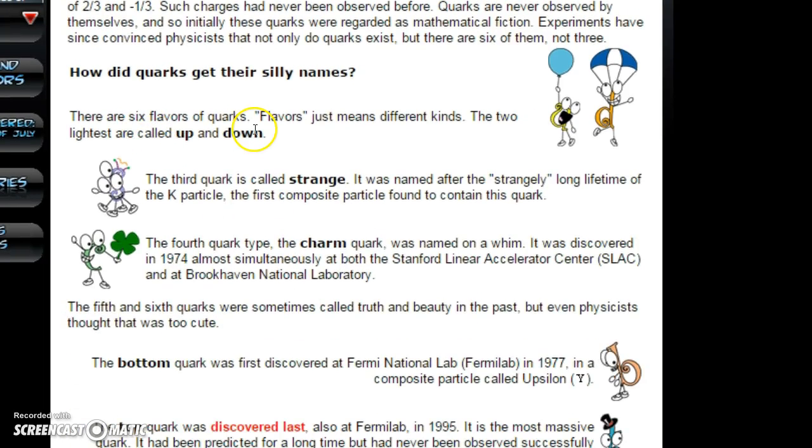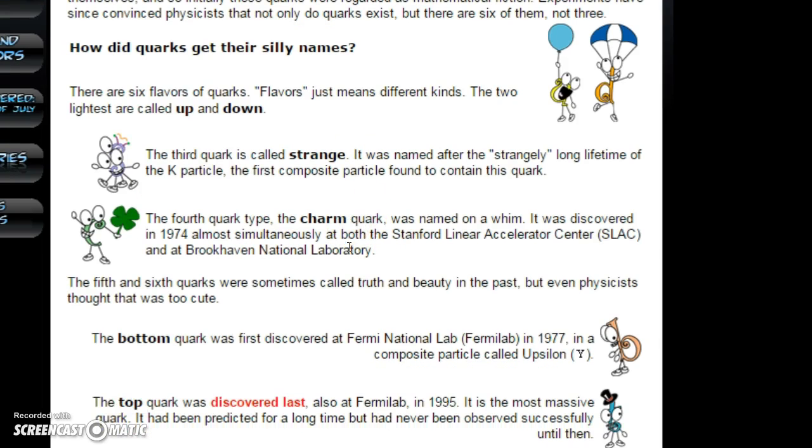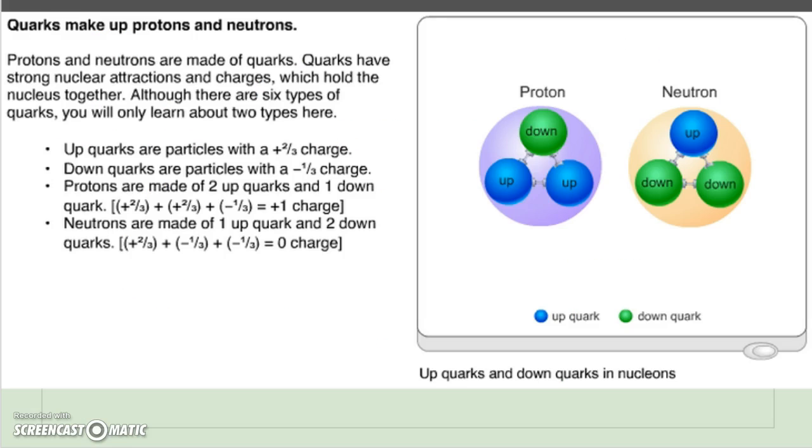So there's the up quark, the down quark. There is the strange quark. There is the charm quark. And there is the top quark and the bottom quark. Ironically, the top quark was discovered last. So if you'd like to, you can pause and read some more about these. And the quarks that we're going to talk about are the ones that make up the protons and neutrons.